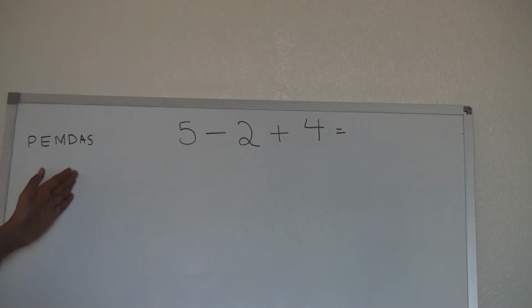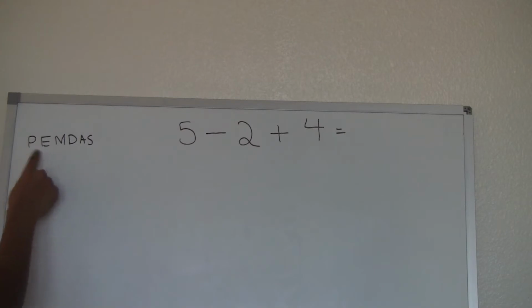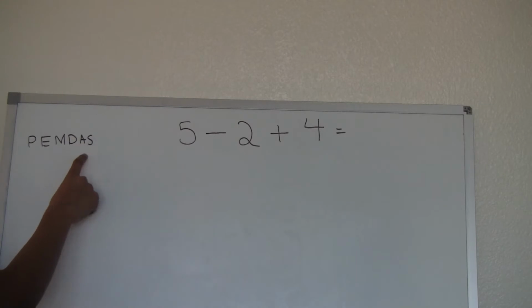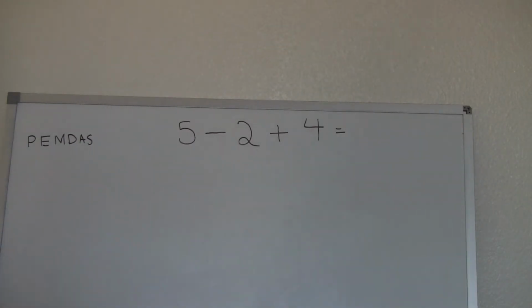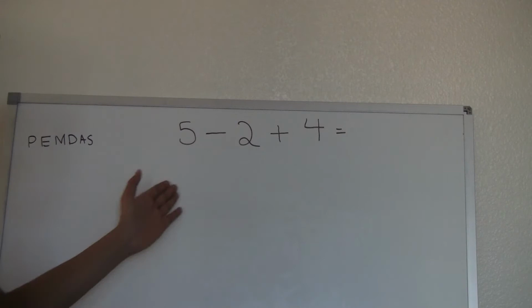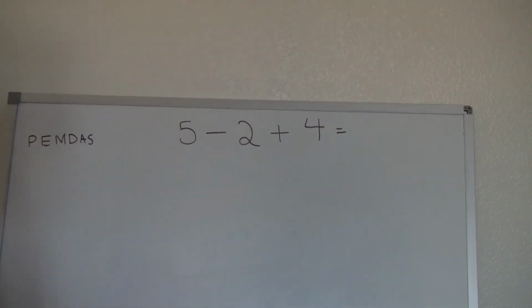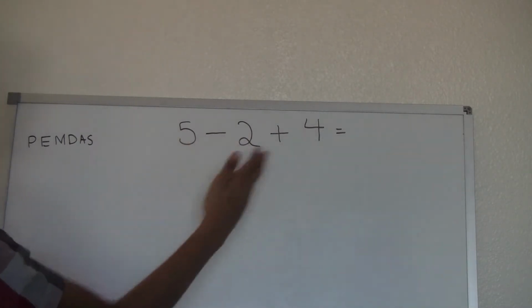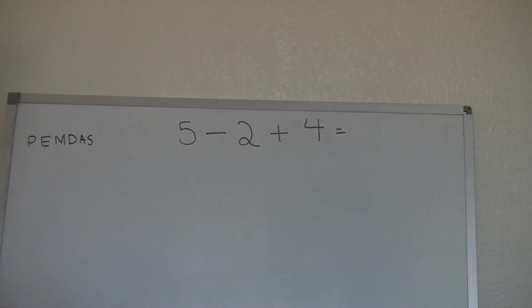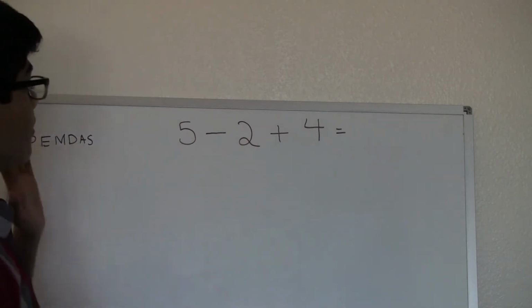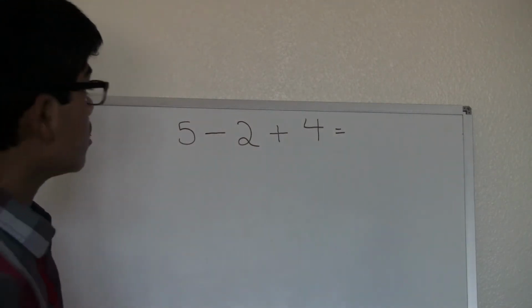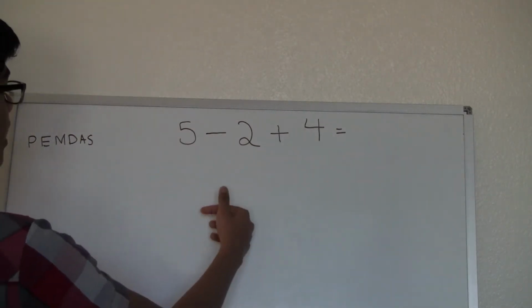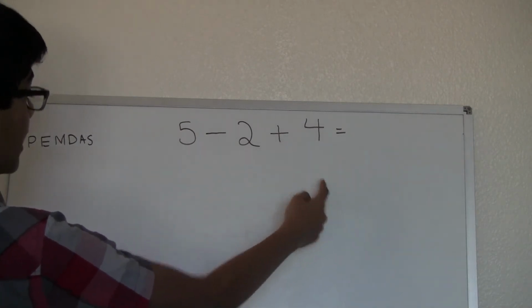But we don't have parentheses, exponents, multiplication, or division. So we just have to focus on addition and subtraction in this problem. So there is no multiplication or division. According to the order of operations, since there are no parentheses or exponents, we do it from left to right. So we would do 5 minus 2, and then we would take that result and add it to 4.